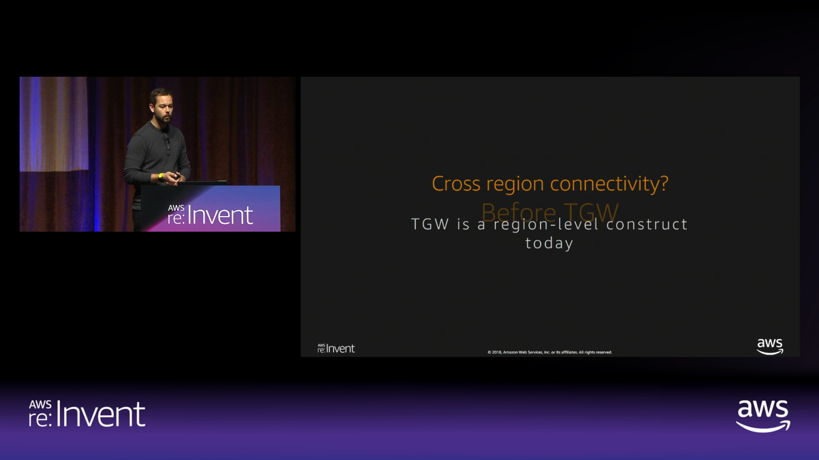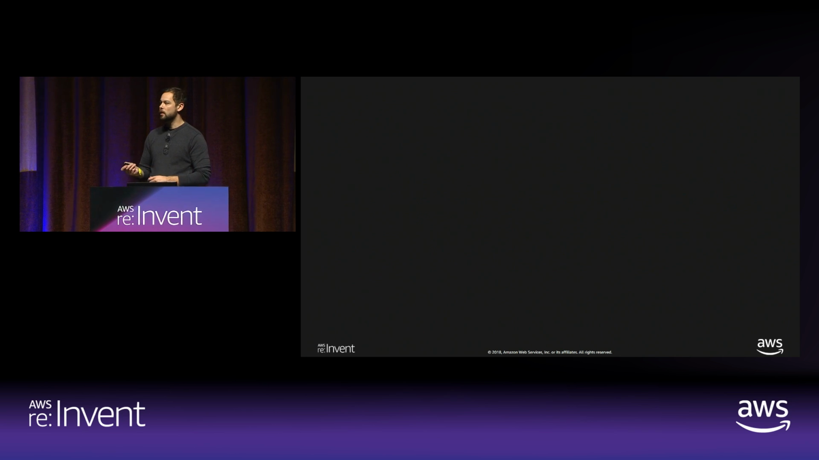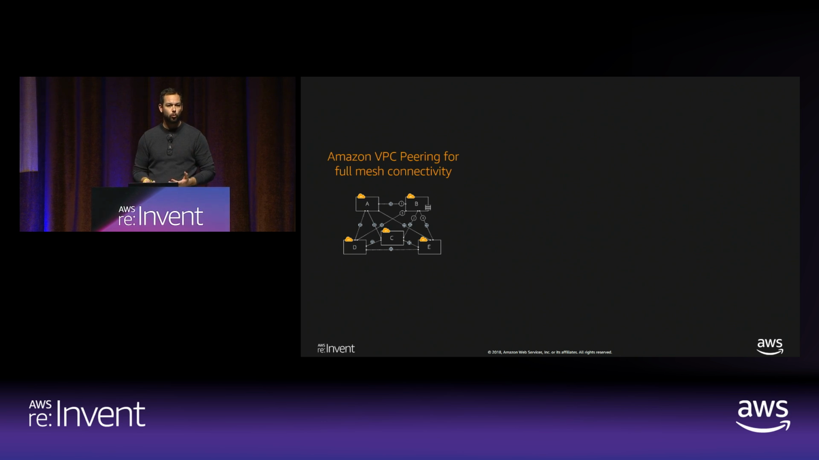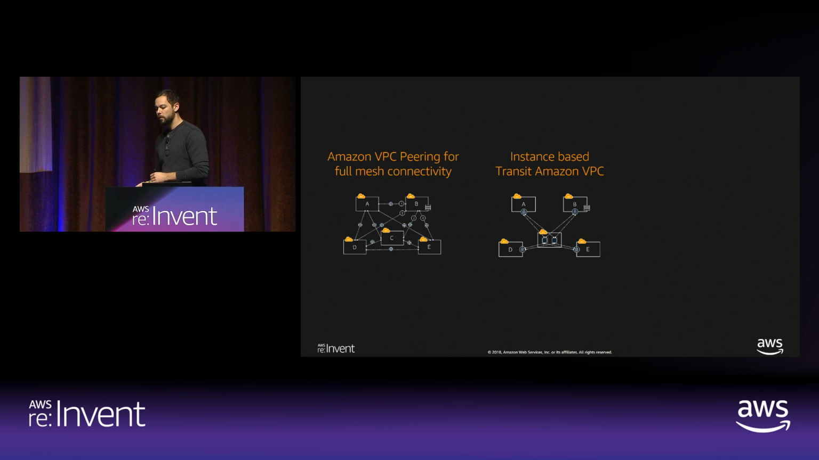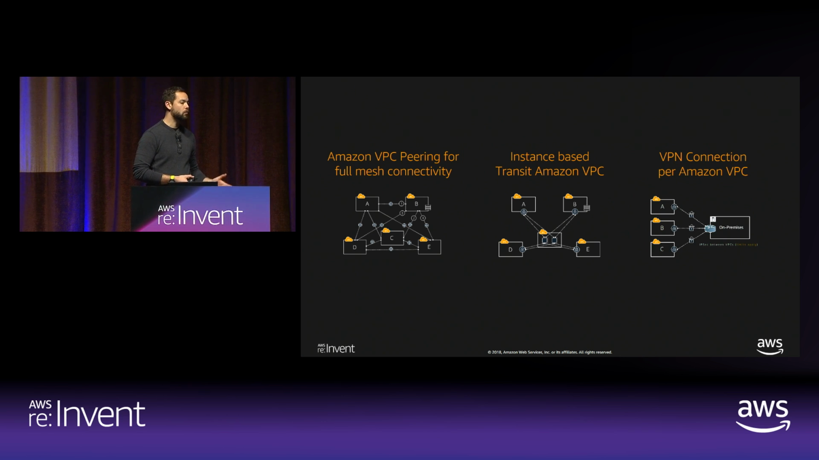Okay. So before the TGW, we're building these architectures where you have full mesh VPCs, you've got instance-based transit VPCs, and for VPN, you're building one VPN connection per VGW per VPC.